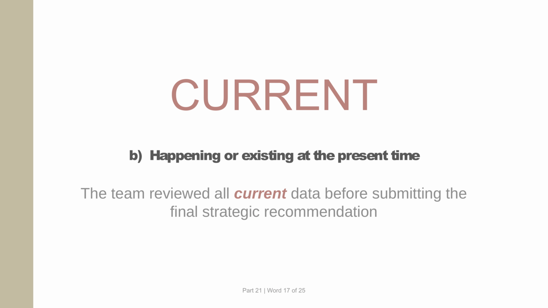The correct meaning of current is happening or existing at the present time. Example: the team reviewed all current data before submitting the final strategic recommendation.